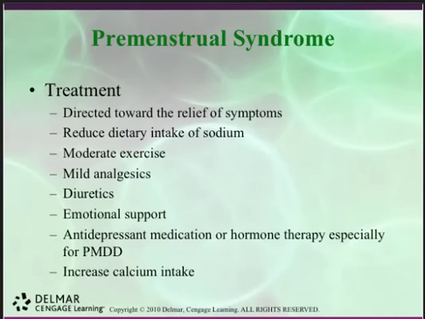Moderate exercise is also useful, as are analgesics for pain and diuretics, again to reduce edema and to reduce blood pressure and blood volume. Emotional support is often recommended, and there are also antidepressants and hormone therapies that can target PMDD. It's also recommended that we increase calcium intake to compensate for bone loss, osteoporosis, which can often accompany these fluctuations in estrogen and progesterone.